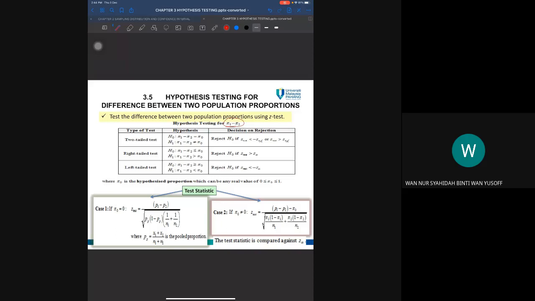Still we use the Z test. We have two different test statistics here. How to choose which one we need to use is based on pi note. The first case is pi note equal to 0 and the second case is pi note not equal to 0. For pi note equal to 0, the first case, you have PP, the pooled sample proportion. This is how we calculate the pooled sample proportion.